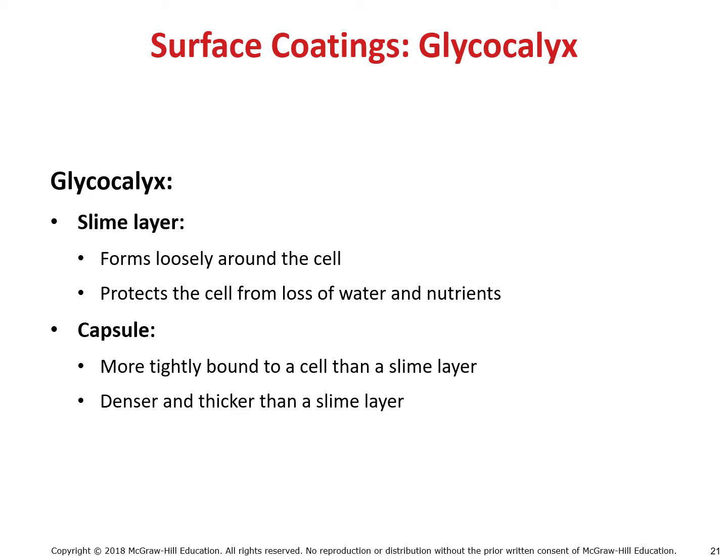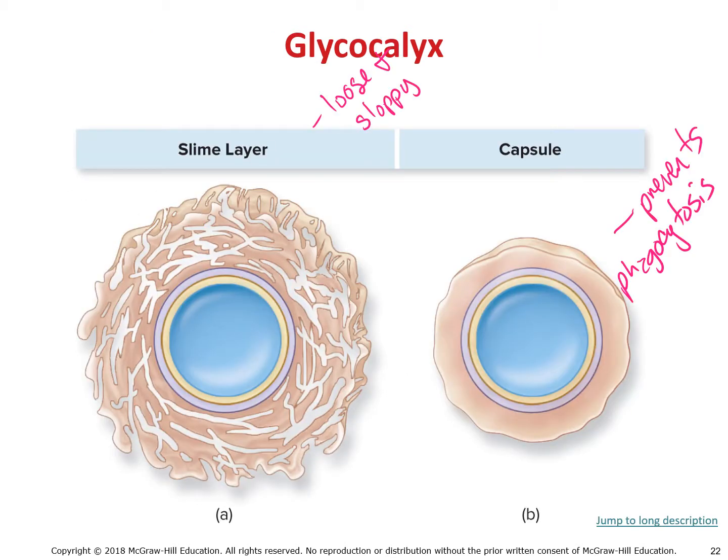While capsules, on the other hand, are going to be very tight. They're going to be very dense, thick, and really protective. A capsule can actually even protect against things like phagocytosis. A slime layer is going to, as you can see, be again loose and sloppy. So you can see again there's lots of space in here, and there's not much consistency or pattern to it.